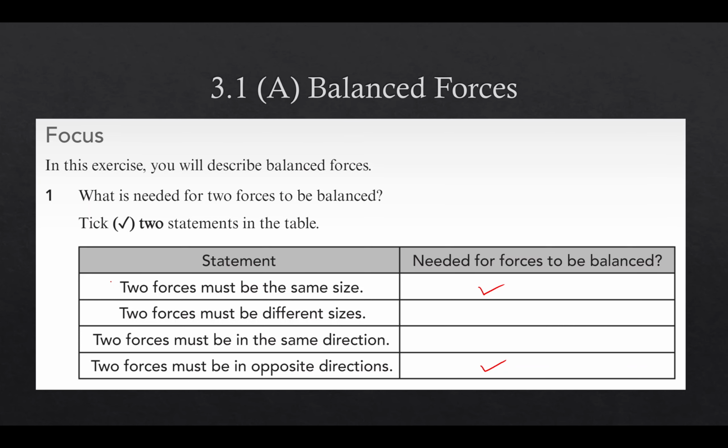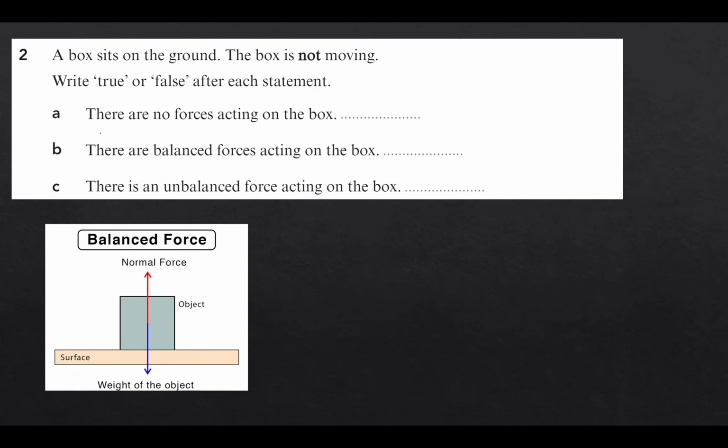Alright, let's look at the second question. A box sits on the ground. The box is not moving. Write true or false after each statement. There is no force acting on the box. Let's say we have a box which is kept on a surface. The box experiences two forces. One, a force downwards which is caused due to gravity. That's called the weight of the object. And there is one more force which acts upwards, that is called the normal force or reaction force.